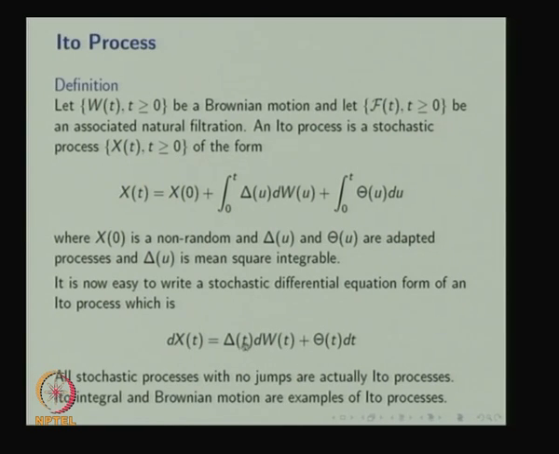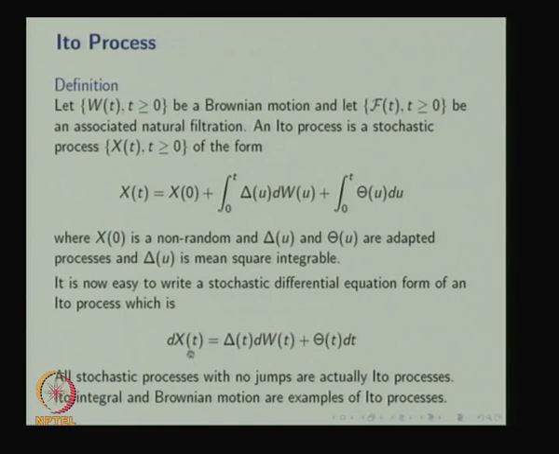It means whenever delta_t as well as theta_t are both adapted processes and X_0 is non-random, as well as delta_t is mean square integrable, then the stochastic process written in the stochastic differential form dX_t equal to delta_t dW_t plus theta_t dt will be called an Ito process. So the Ito process is nothing but a stochastic process of this form, satisfying these conditions.